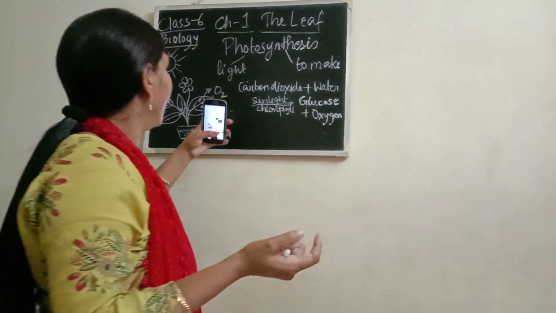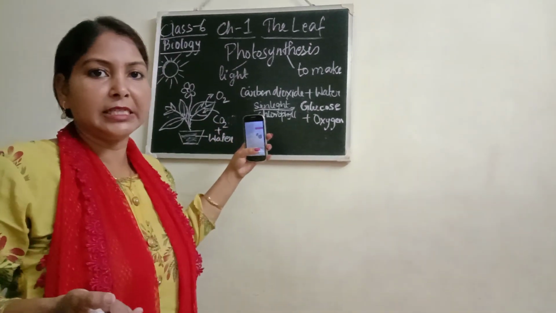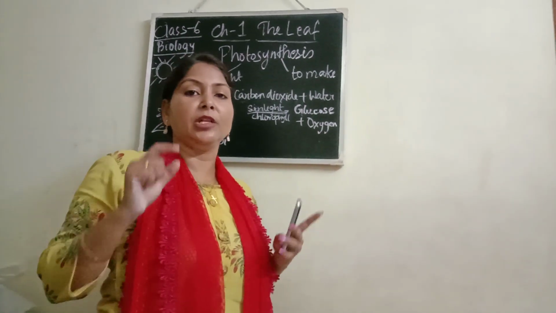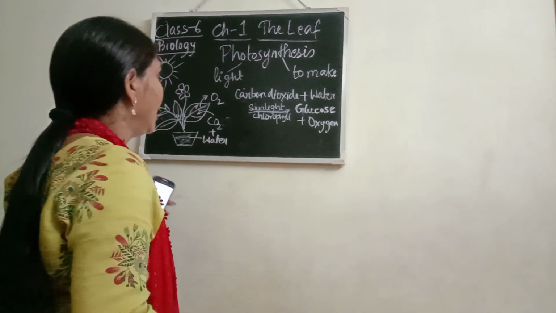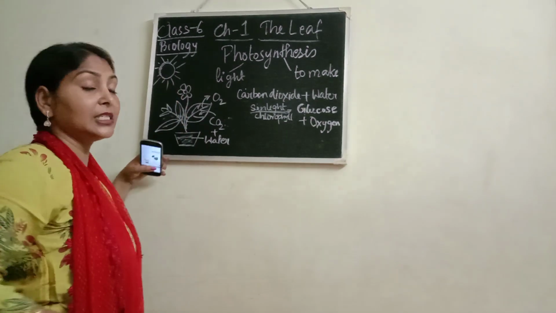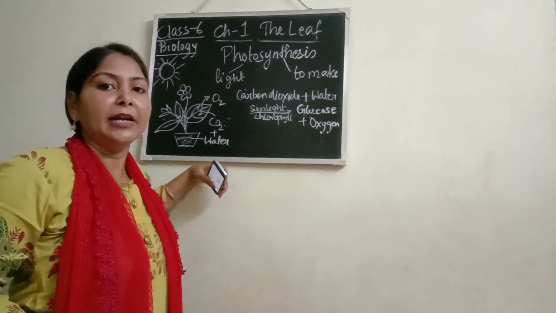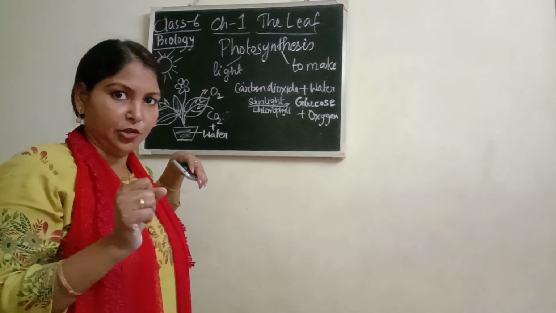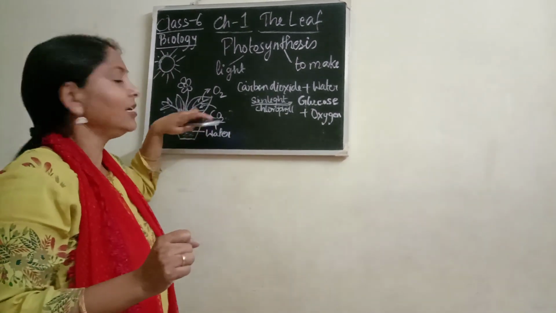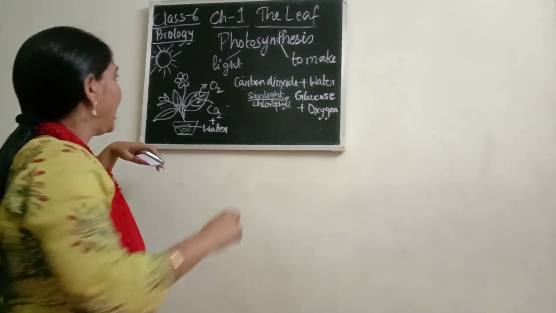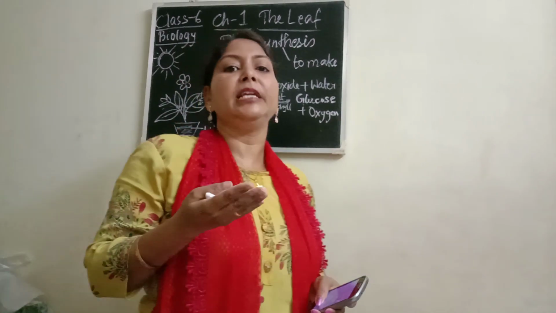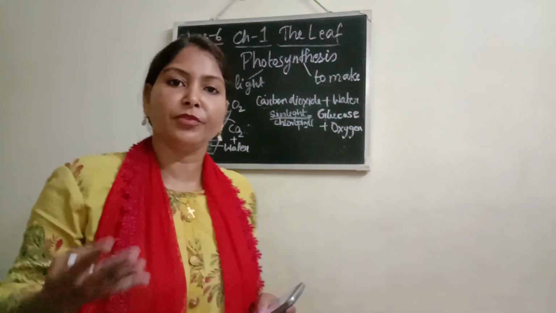Now you see, for photosynthesis what are the essential things we need? You can see here, for photosynthesis we need sunlight. And why do we need sunlight? Because from the sunlight only we get the light energy which is trapped by the chlorophyll. Okay, and this sunlight falls on the upper surface of the leaves. Basically the photosynthesis process takes place on the upper surface of the leaves.